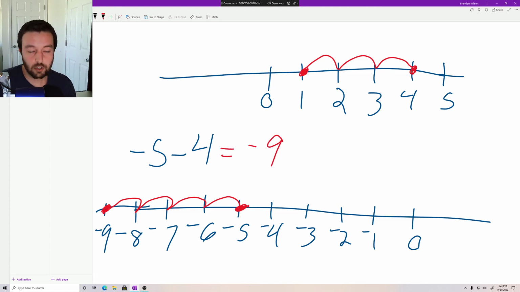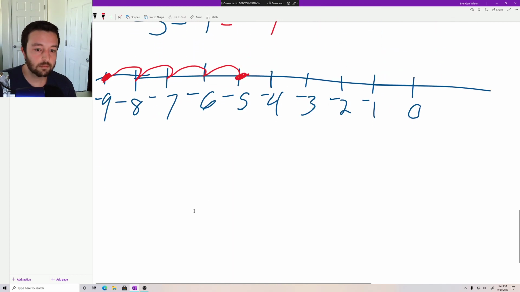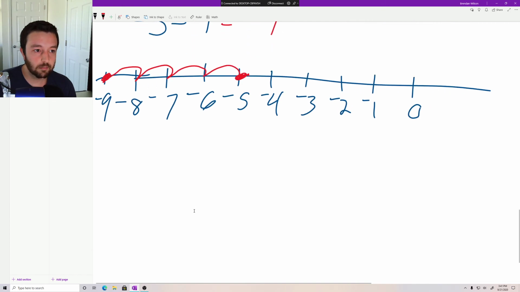Okay. So you can always come back to this number line. The first number tells you where to start. The sign tells you which direction to go. And then the last number tells you how many spaces. The only thing you have to look out for is if you have two negatives or two signs in general, because the negative is going to flip the sign. All right.